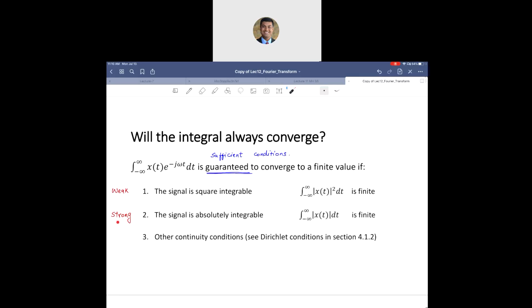A strong sufficient condition needs the absolute integrability of the signal. So take the absolute value of the signal x, integrate it from negative infinity to infinity, and if that is finite, then that is a strong sufficient condition to let us know that the Fourier transform of x of t exists. There are many other continuity conditions described in the textbook, but we will follow conditions 1 and 2 to quickly evaluate whether the Fourier transform of the signal exists or not.